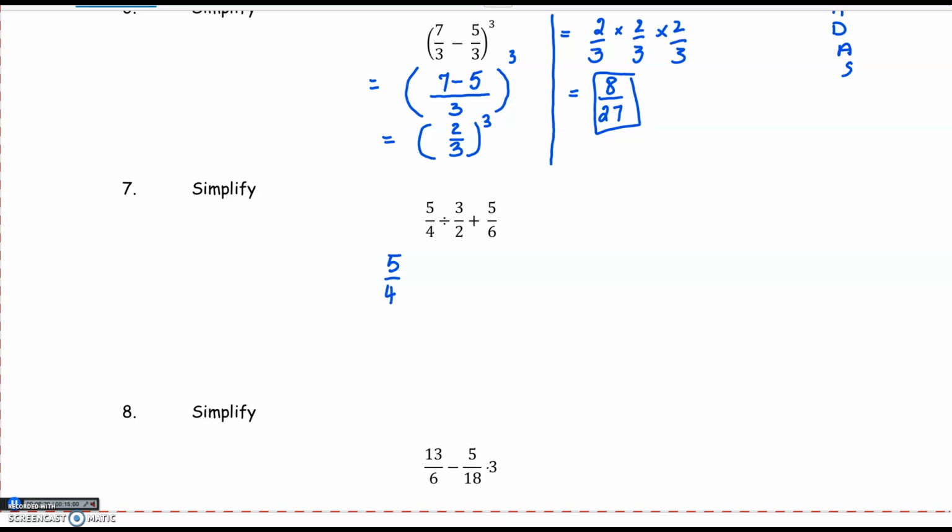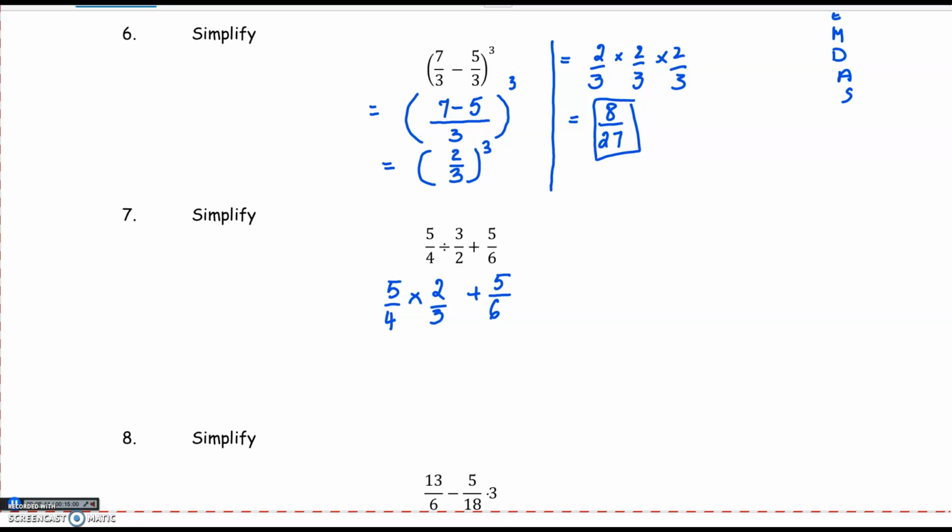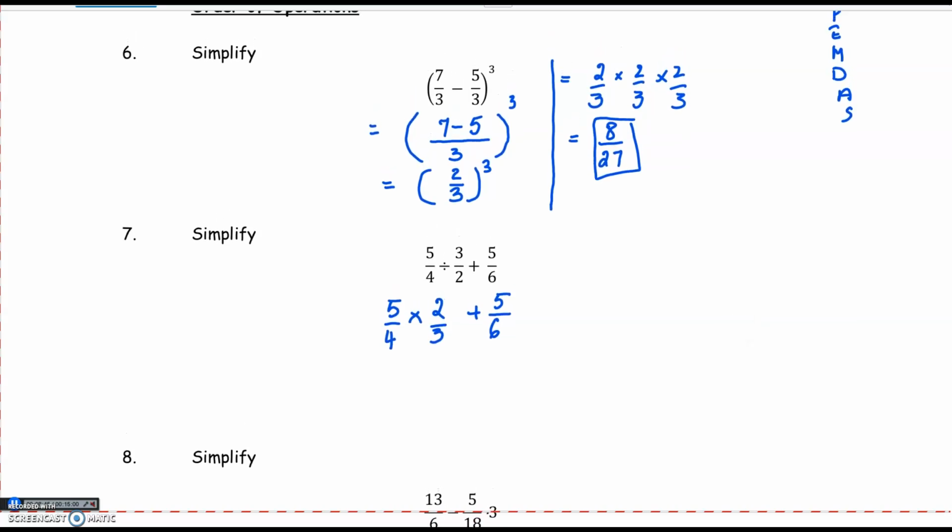5/4. Division changes to multiplication. Plus 5/6. Remember PEMDAS? PEMDAS says if you have to divide, it has to be done first, and then you worry about addition and subtraction. So that's why we changed division to multiplication. Now, multiplication and division come before addition or subtraction. You always have to do the multiplication and division first.